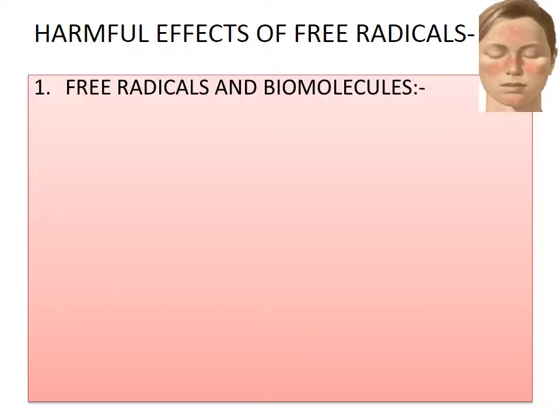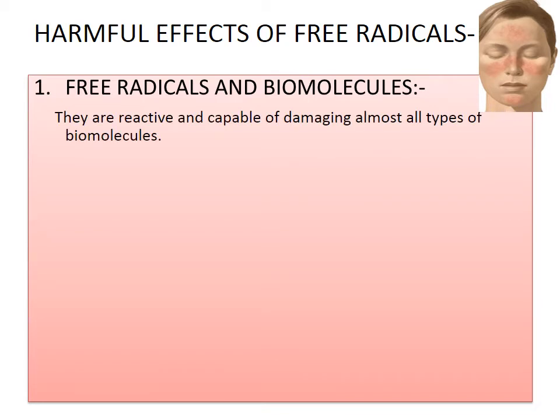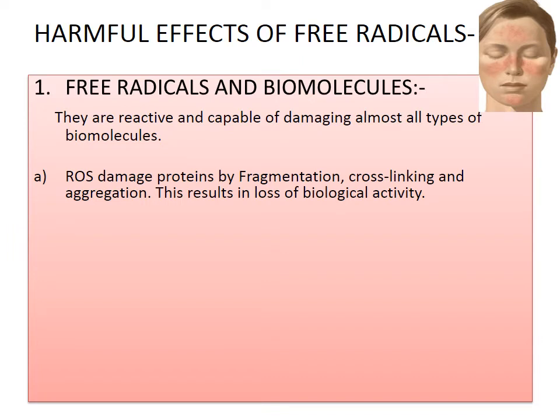Now we see what are the harmful effects of free radicals. Free radicals and biomolecules: we have seen that they are very reactive, hence they damage all types of biomolecules. ROS, that is reactive oxygen species, damage proteins by fragmentation, by cross-linking and by aggregation. As a result, they lose their biological activity. So proteins, after the free radical attack, lose their biological activity.